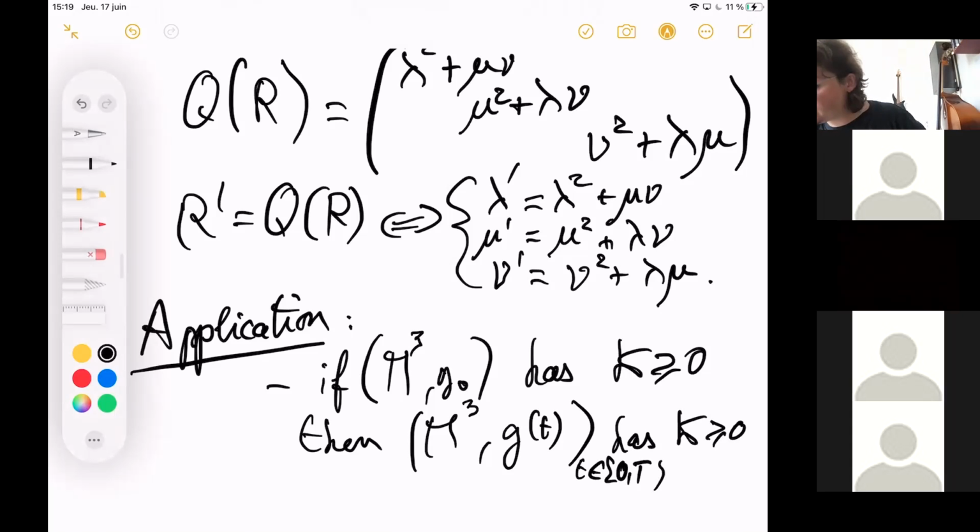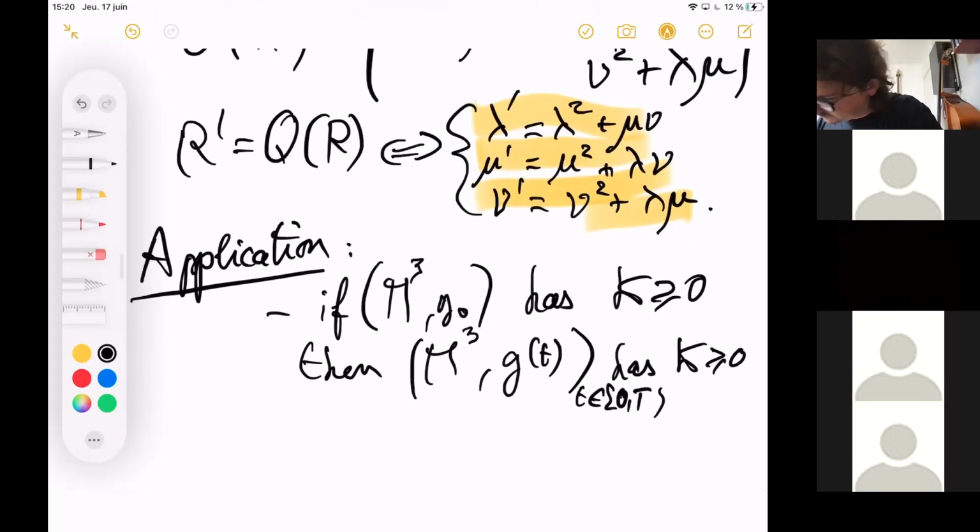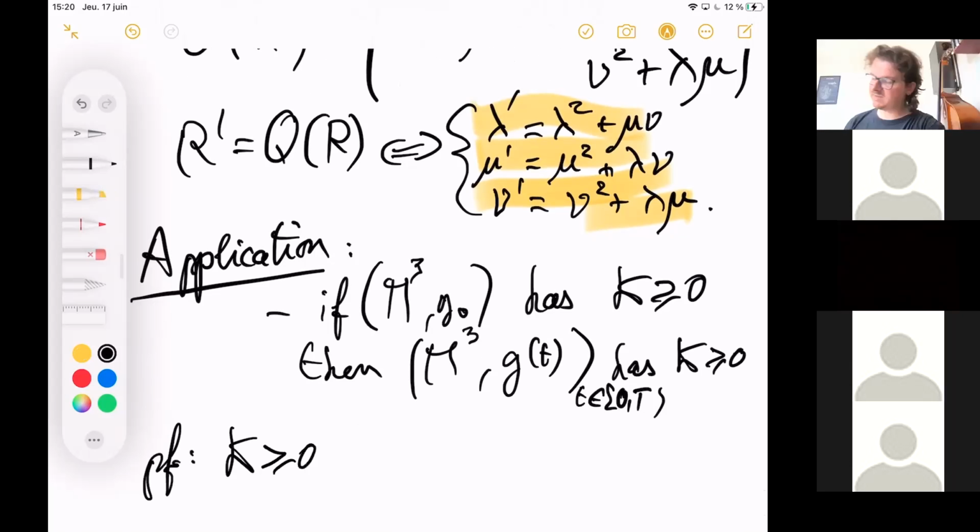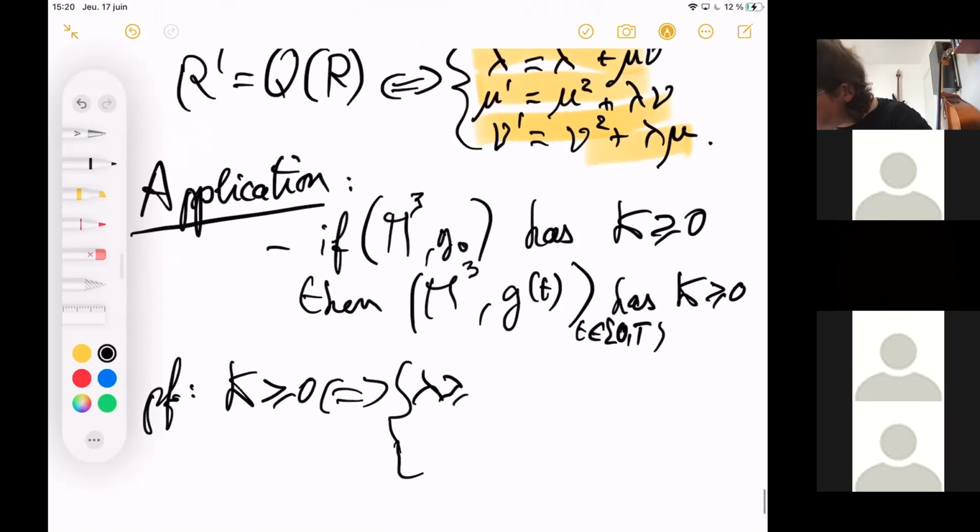Okay, so how do you prove that? Well, you look at the system here, pick a solution. We start with, so these are the sectional curvatures, and there's the smallest one among them. So the proof is just observing that positive, or non-negative, sectional curvature is equivalent to lambda greater than 0, mu greater than 0, and nu greater than 0. And this is stable.